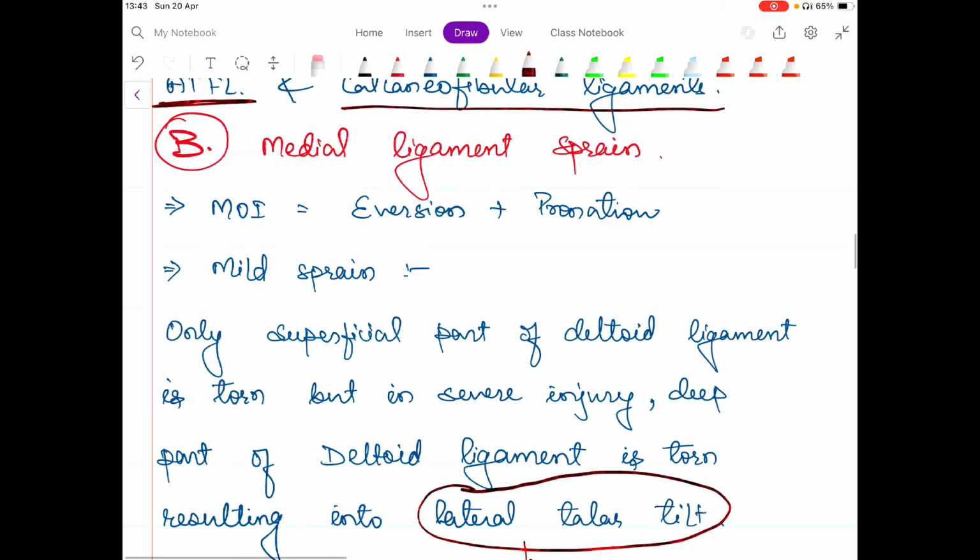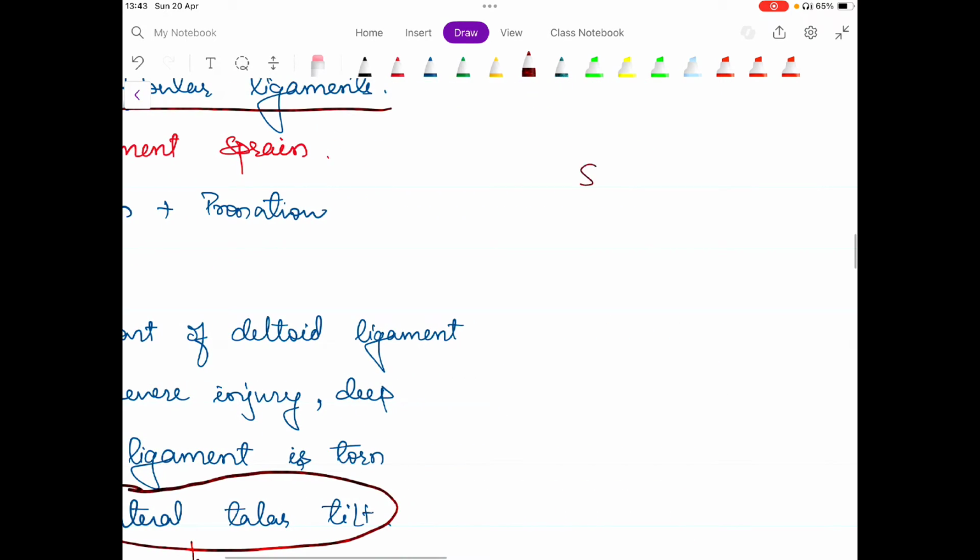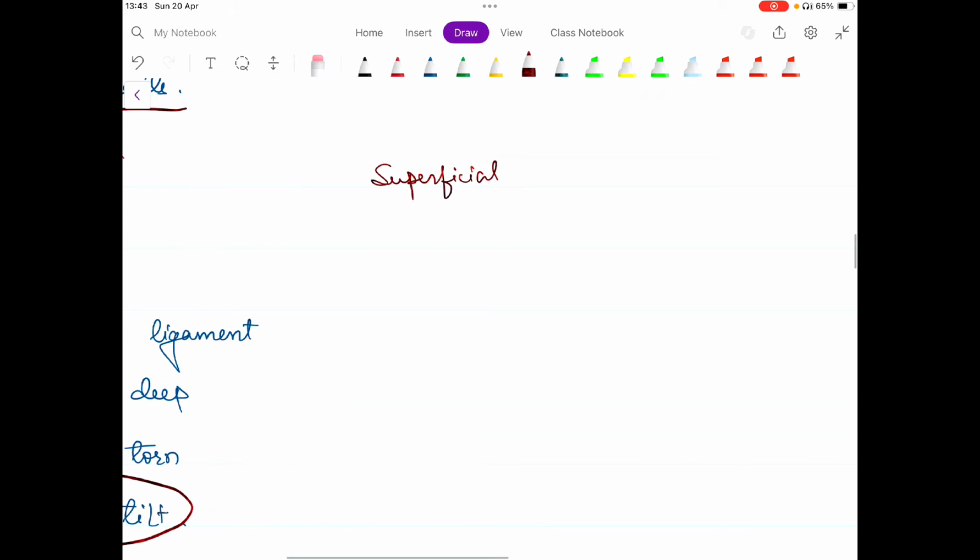Now let's talk about the medial ligament sprain. In the medial ligament, there is just one ligament, which is the deltoid ligament. And again, the deltoid ligament has two parts: one is superficial and one is deep. We have discussed that in the previous video, so you can watch that video. The link is in the description box and also in the comment section. Since the deltoid ligament has two parts, superficial and deep, we call it the deltoid ligament complex.